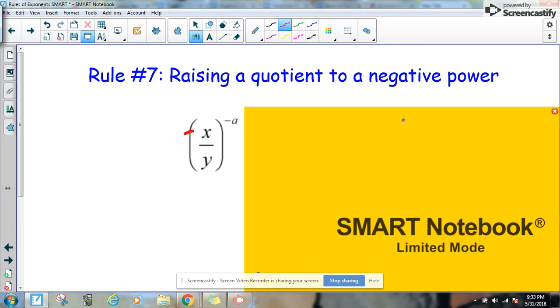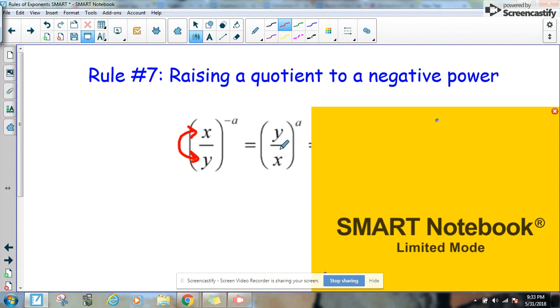So the x is actually going to go to the bottom, but at the same time, the y is actually going to go to the top. So what you're going to have is the reverse situation raised to the positive power of a this time. Okay, so the x had to go to the bottom and the y had to go to the top, and you're raising to the positive a. Okay, and then you're just going to use rule number 6, which says you raise the y to the a and the x to the a, and you evaluate.